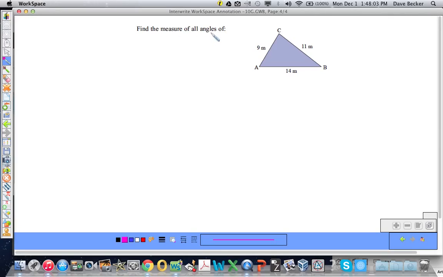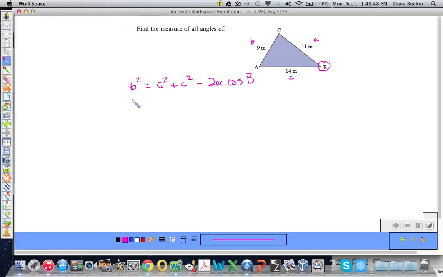Find the measure of all angles of the triangle. Well, I'm just going to pick angle B. We don't have to do all of them. Since I'm doing angle B, I'm going to start off with the formula little b squared equals a squared plus c squared minus 2ac times the cosine of angle B. So I'm going to go ahead and replace what I have. This is little b, opposite B. This is little a, opposite angle A, and this is little c, opposite angle C.